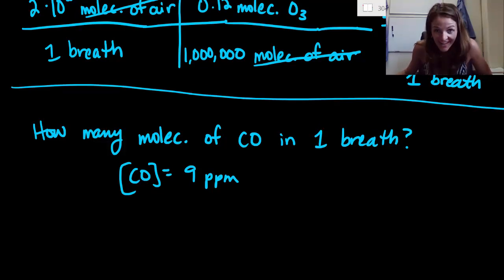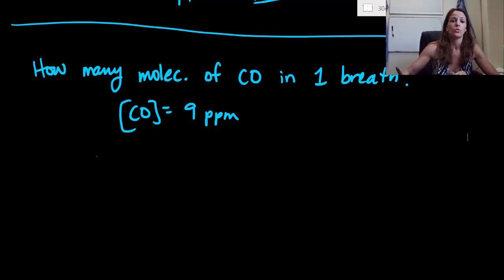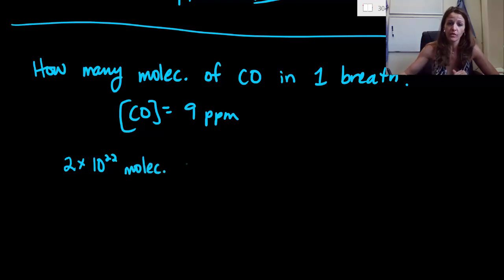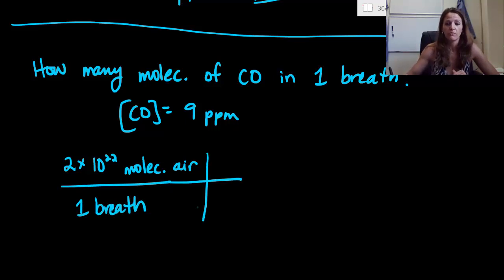All right, did we figure it out? Hopefully we did, but in case you didn't, that's all right. We're going to go through it together. We're going to start off from the same standpoint that we did with the last problem. We said that we have 2 times 10 to the 22 molecules of air per every 1 breath. Now, just like in the last one, we need to convert our molecules of air to our molecules of carbon monoxide.